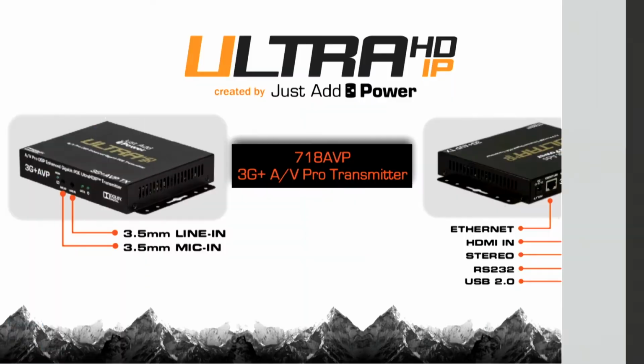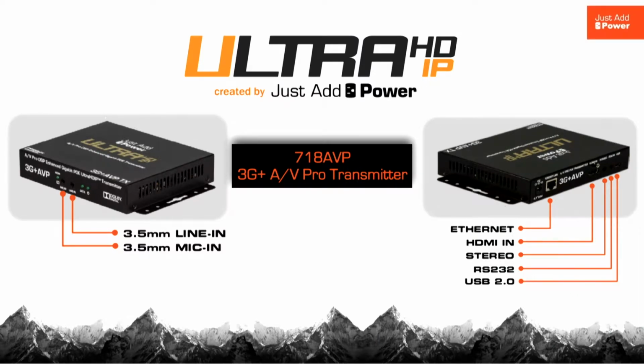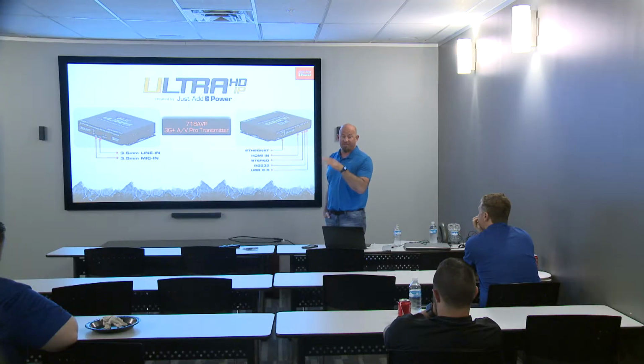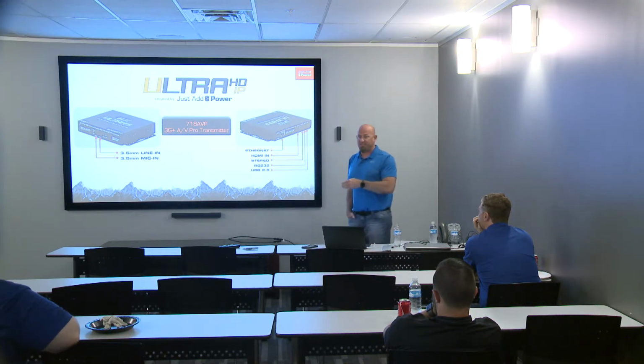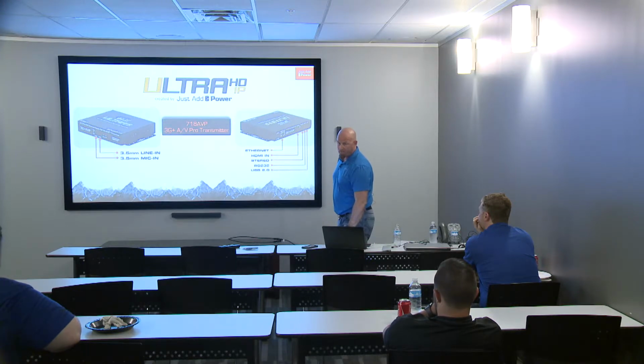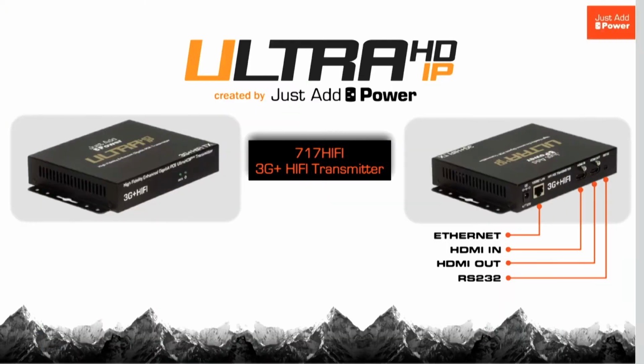Here are the individual transmitters. This is the 718, the one with the AVP, the ability to do the de-embedding. Again, with the de-embedding, it does not pass the lossless audio formats. This is imperative. We have a lot of dealers that get this because they want the best, but don't necessarily need these features, and then it suffers when they want to pass a Blu-ray or get that Atmos signal through it. So we have the 717 Hi-Fi transmitter. This has HDMI pass-through and will pass the lossless audio formats.